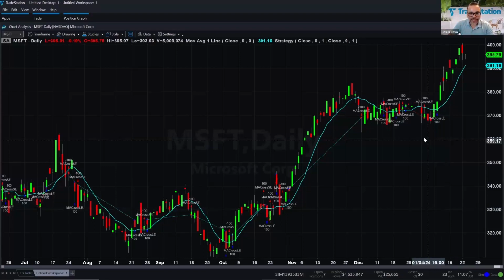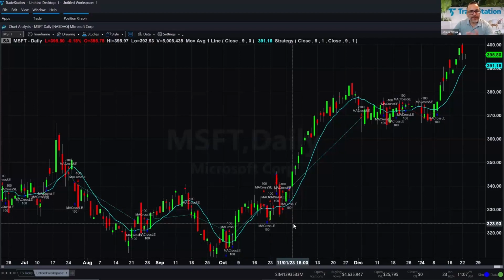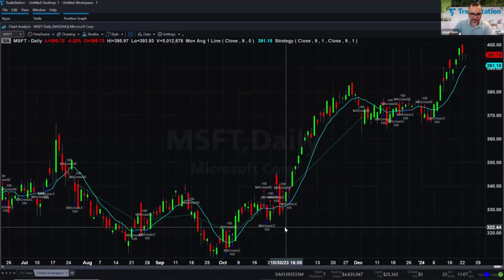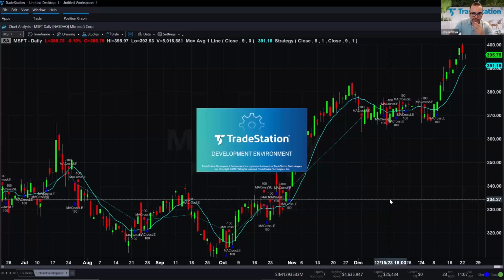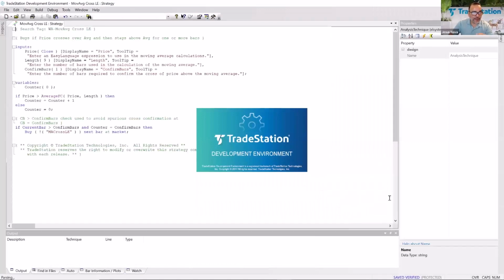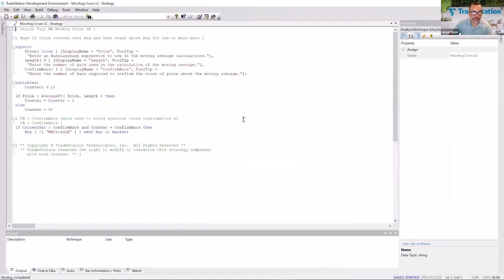In fact, I want to show you the EasyLanguage of the strategy. I usually go to EasyLanguage because it's very telling about what the strategy is doing, especially the type of orders that are being placed for a particular setup. In this case, I want to go to the long entry EasyLanguage. I'm going to go here and right click on one of these arrows. You can do that from any arrow of the strategy. And I'm going to go here to edit EasyLanguage and open up Moving Average Cross LE. So this opens up the development environment. It opens up the EasyLanguage code for this particular strategy.